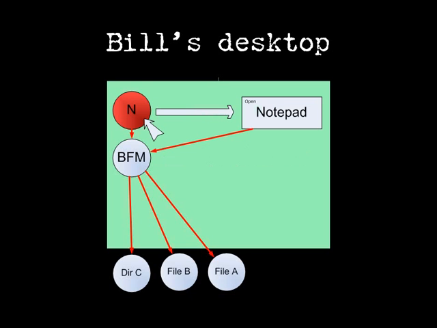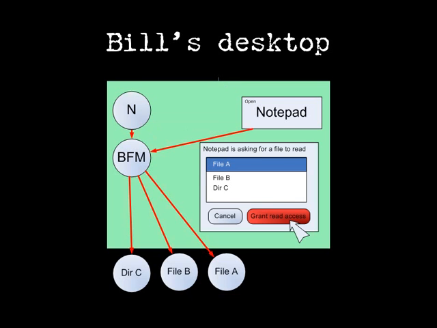Bill then wants to look at a file and selects the Open menu in Notepad. Because Notepad itself doesn't know about any file, it needs to ask the file manager for a file capability reference that it can read from. It does so by calling the askForFile method exposed by the file manager. The file manager is programmed so that it doesn't simply give out authority for the files that it holds.